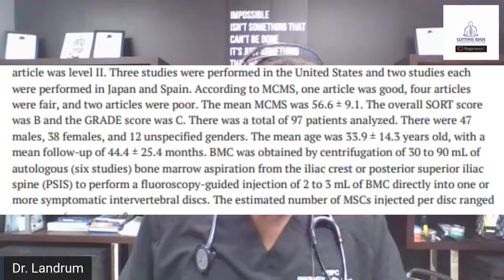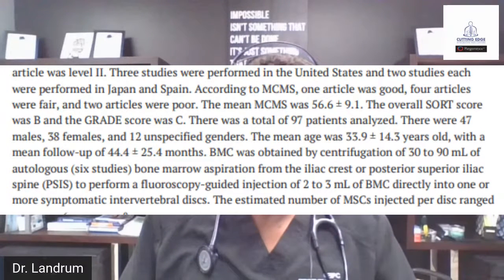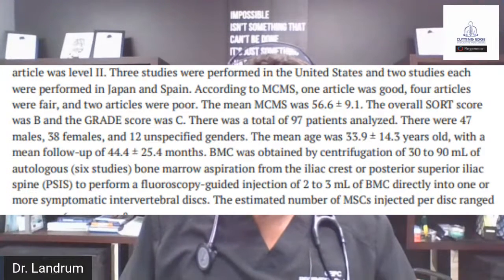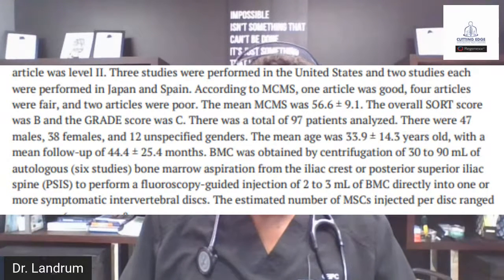Here we go. If you can follow the cursor, what it shows is from the third line, BMC was obtained by centrifugation of 30 to 90 mLs of autologous bone marrow aspiration from the iliac crest or posterior superior iliac spine. So for those of you who are like, what? Let's give you clarity about what that means. If we're taking a look at our spine model here, doing the best kind of Vanna White with an anatomical spiel, what we're talking about doing is acquiring it from this element.